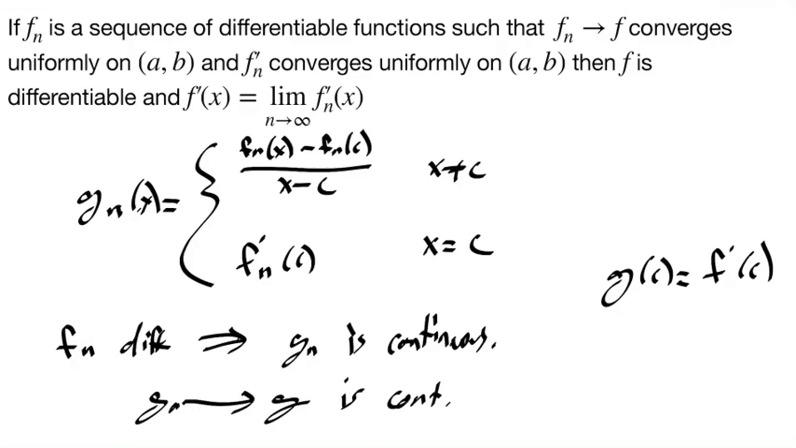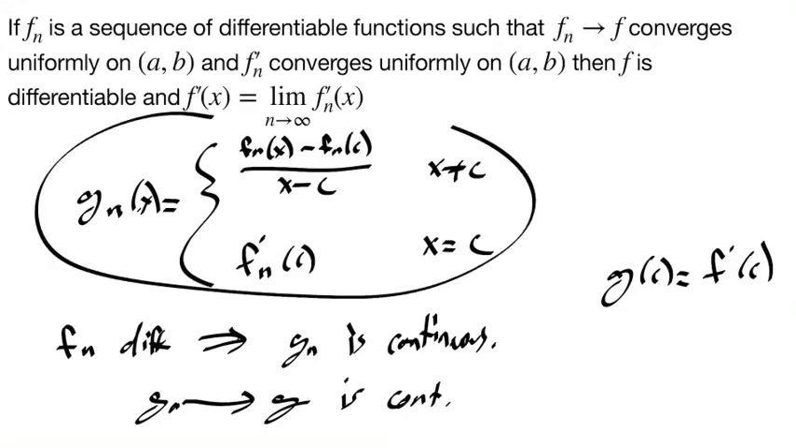So instead of using the f's to make the continuity, we use these g's, and these g's must be continuous, and they converge uniformly. So we can use that previous theorem on continuity to make a bridge between these g functions and our f functions we want. That means f is differentiable at that point, and f prime of c is equal to whatever the limit of these fn prime of c's are.